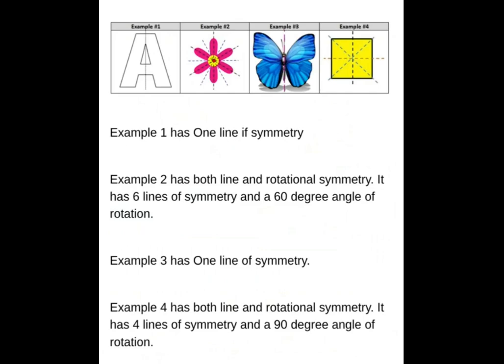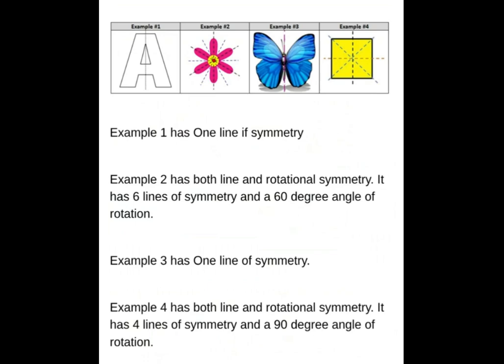So a normal full rotation would be 360 degrees. I'll take 360, divide it by the 6 turns, and I'll get my degree of rotation at 60 degrees. Looking at example number 3, this butterfly is perfectly symmetrical on the left and the right. I can draw a line of symmetry right through the center, and then all of the parts fold over on each other to prove that line symmetry.